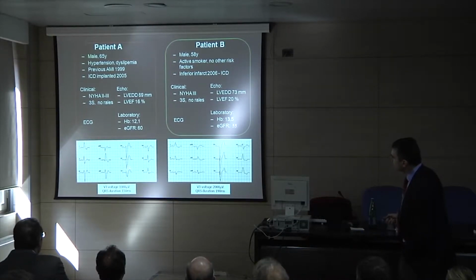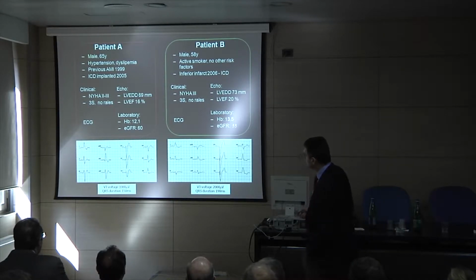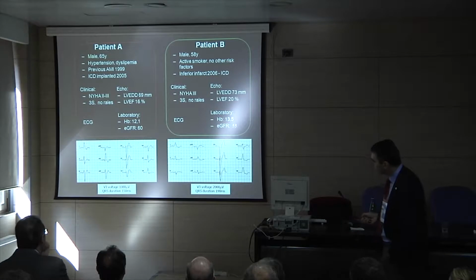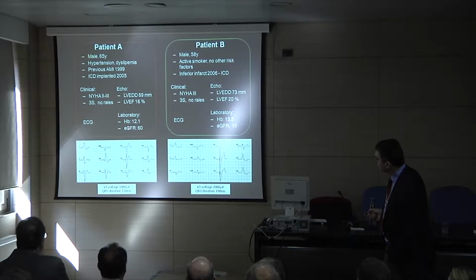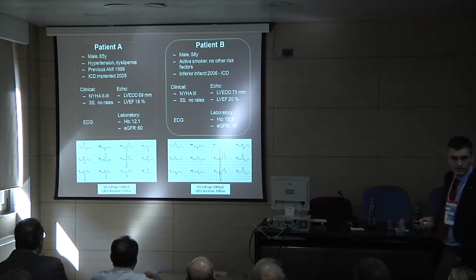We do an EKG that you can see here. For the non-cardiologist, let's say that this is a sinus rhythm with left bundle branch block. We have hemoglobin 12.1, slightly anemic, renal function normal. So this is one patient that I see in my clinic.